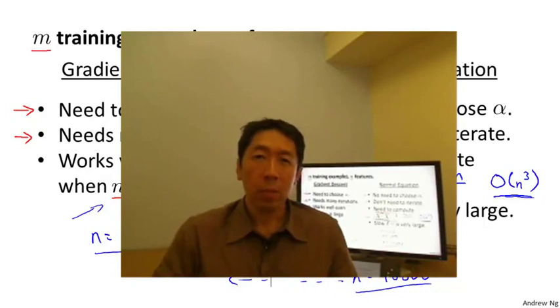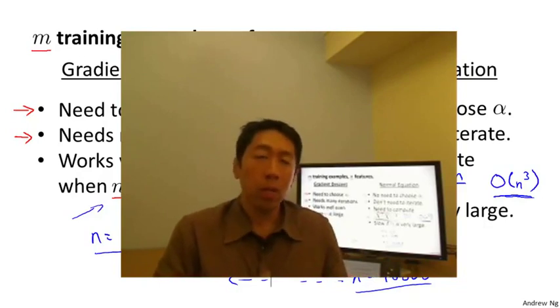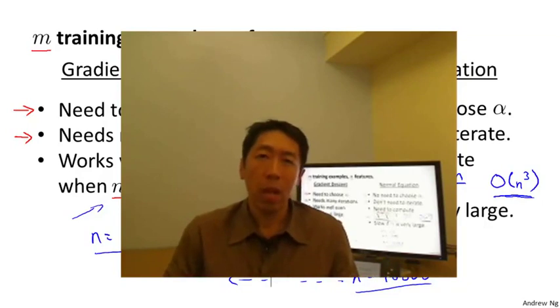To preview some ideas that we'll talk about later in this course, as we get to the more complex learning algorithms, for example, when we talk about classification algorithms like logistic regression, we'll see that the normal equation method actually does not work for those more sophisticated learning algorithms, and we will have to resort to gradient descent for those algorithms. So gradient descent is a very useful algorithm to know, both for linear regression when we have a large number of features, and for some of the other algorithms that we'll see in this course, because for them the normal equation method just doesn't apply, it doesn't work.